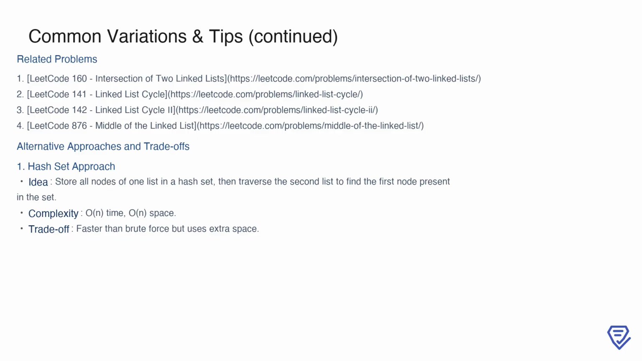Now, let's talk about alternative approaches. One option is the hash set approach. The idea here is to store all the nodes from one list in a hash set, and then traverse the second list to find the first node that's already in the set. This gives you an O(n) time complexity, but at the cost of O(n) space. It's faster than brute force and relatively straightforward to implement, but it's not the most space-efficient solution. Understanding these trade-offs is crucial in choosing the right approach for a given situation.